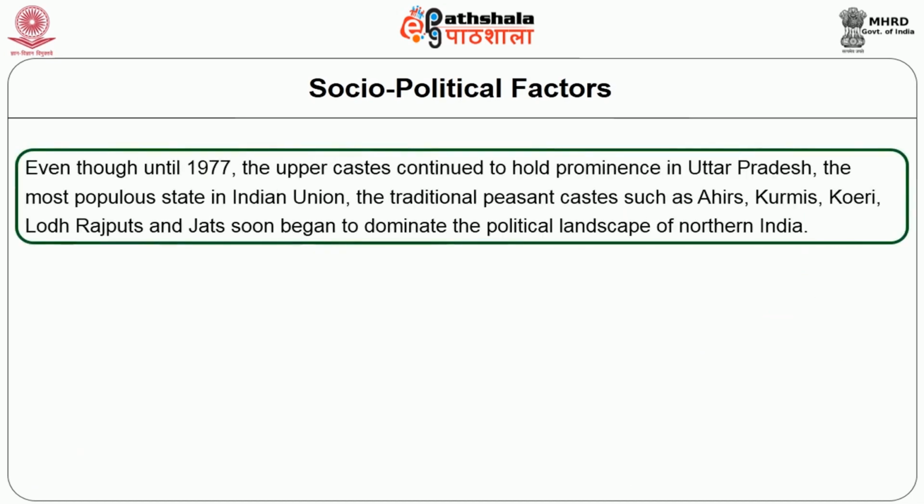Even though until 1977 the upper caste continued to hold prominence in Uttar Pradesh, the most populous state in the Indian Union, the traditional peasant castes such as Ahirs, Kurmis, Koeri, Lodh, Rajputs and Jats soon began to dominate the political landscape of northern India.